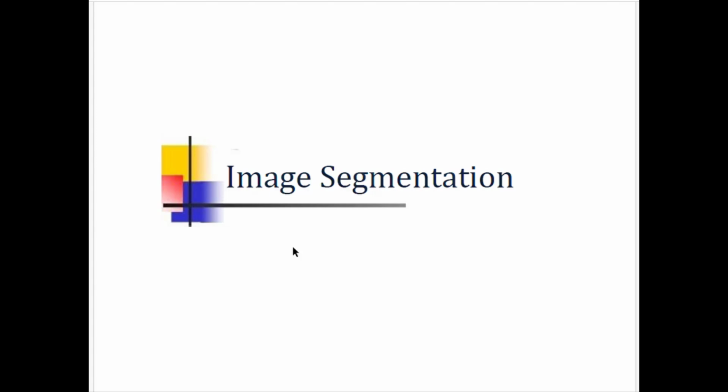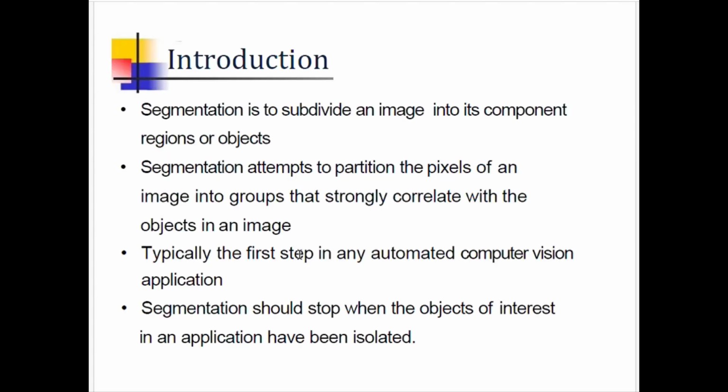Friends, welcome to the concept image segmentation. Segmentation is to subdivide an image into its component regions or objects. Segmentation attempts to partition the pixels of an image into groups that strongly correlate with the objects in an image.